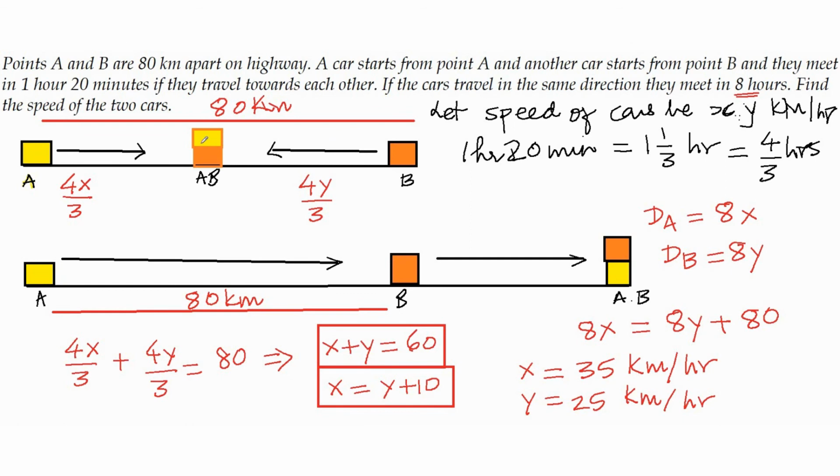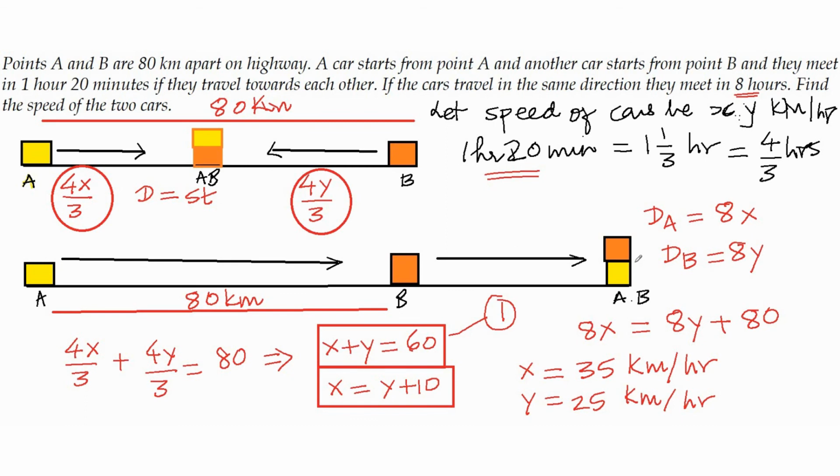When the cars were moving towards each other, the distance covered by them, which was 4x by 3 and 4y by 3. How did I come to this conclusion? Because distance covered is speed multiplied by time. In case of A, the speed was x and the time was 4/3 of an hour, because 1 hour 20 minutes is 4/3 of an hour. And similarly, distance covered by B is 4y by 3. So 4x by 3 plus 4y by 3 is equal to 80, right? And therefore this 3 goes for multiplication. So 4x plus 4y is 240, which means x plus y is 60. This is my first equation.